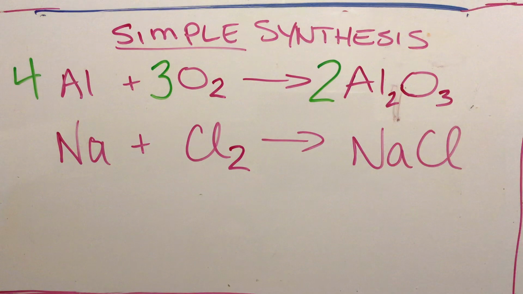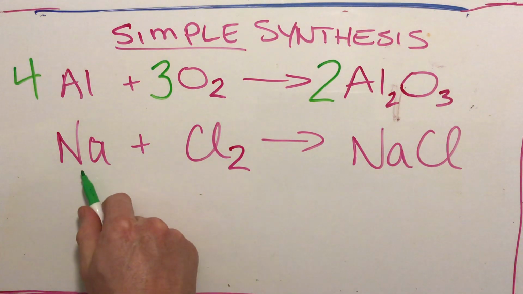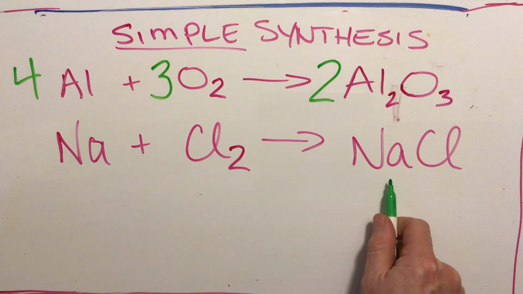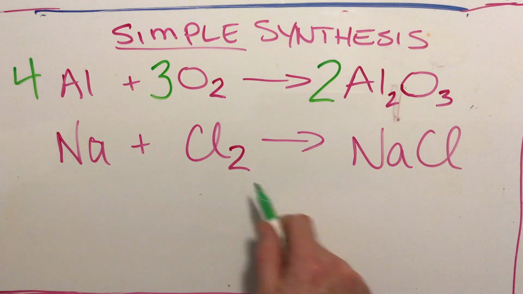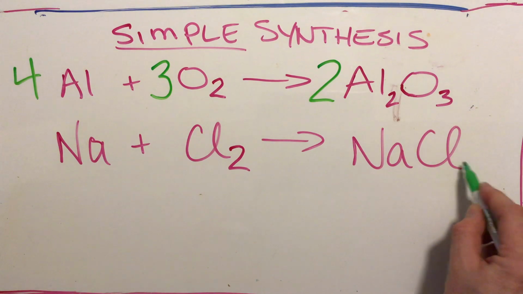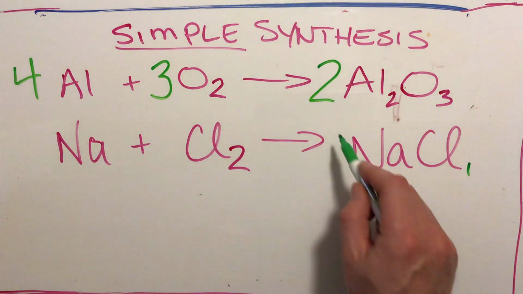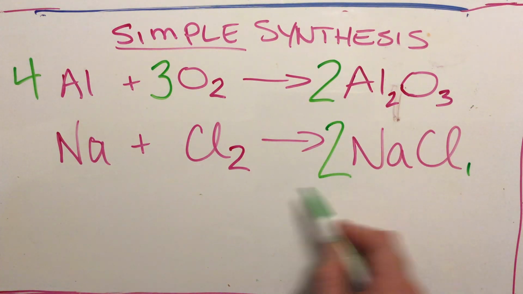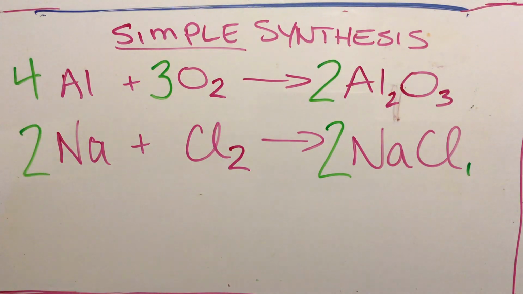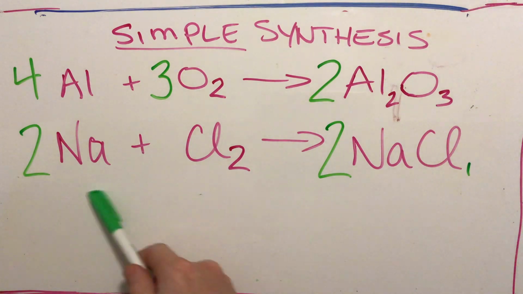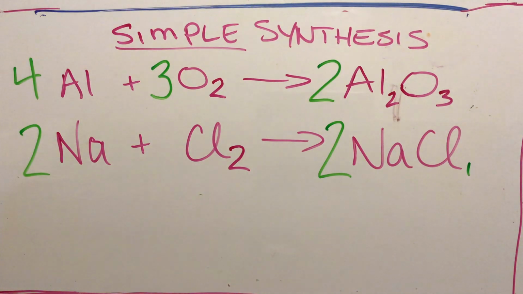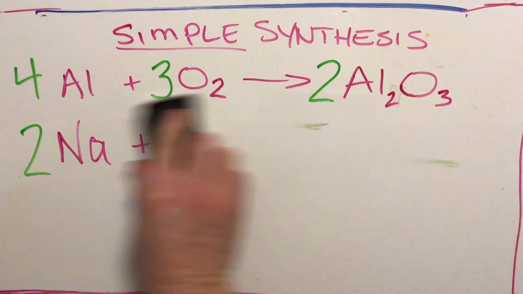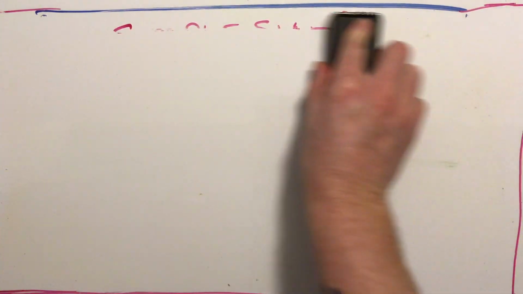So now to balance it, I simply am just going to start counting from the first element. Na, I've got 1, Na, I've got 1. 2 Cls, only 1. Remember, if there's nothing here, we know there's a little 1 there. So I'm going to put a big 2 there, and then I realize I've got to go back and fix that. So those are a couple of simple synthesis reactions. Just taking 2 elements, bringing them together, right? Easy enough. The next 2 types are the ones that are a little bit trickier, but not too bad, all right?